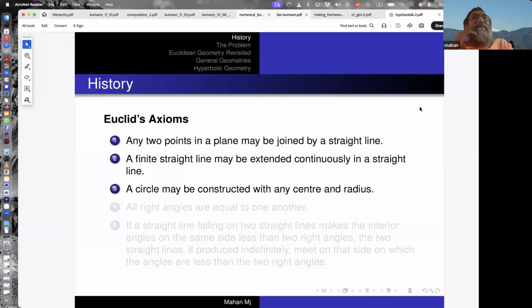So these three axioms, in some particular sense, are introducing the players in the game of Euclidean geometry, or for that matter, any geometry. Anytime you have a geometry, these players need to be there. And so: straight line segments, bi-infinite straight lines, and circles.